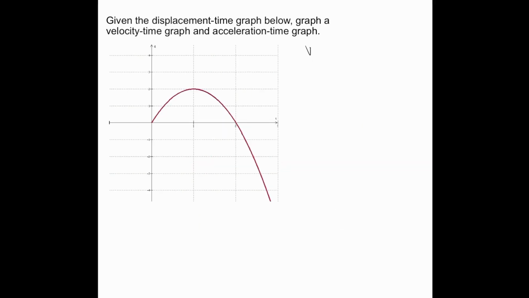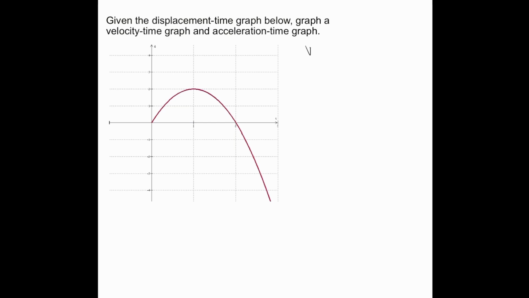Let's look at a graphing example, and then we'll get into some more numerical examples. So given the displacement time graph below, let's graph a velocity time graph and an acceleration time graph. We're going to use what we know off of this particular graph to determine the equation. So what do we know?